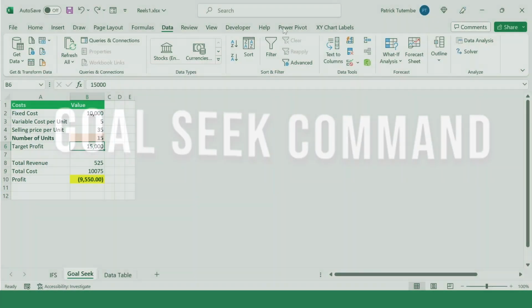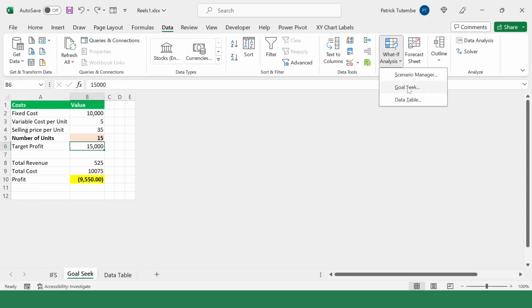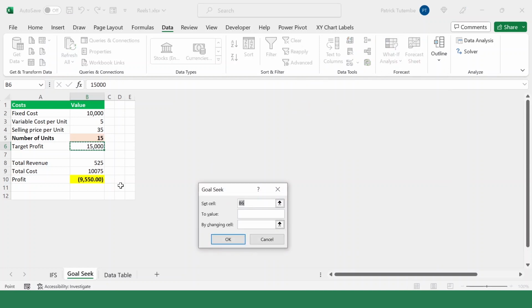Under the data tab, you go to the what if analysis and you go to the goal seek function, and then we want to be able to set the profit, which is in B10. Let's click upward arrow, click in B10, click downward arrow. What do you want to set the value to? 15,000. What do we want to change for us to be able to achieve this 15,000? We want to see how many units we need to produce for us to achieve that profit, which is the value in B5. Let's click OK.